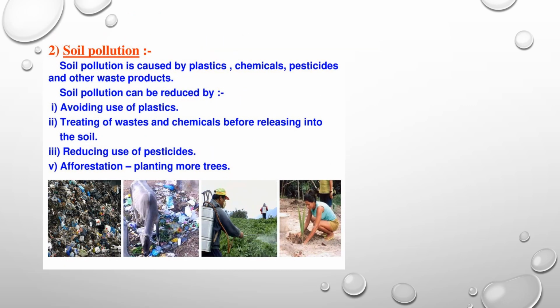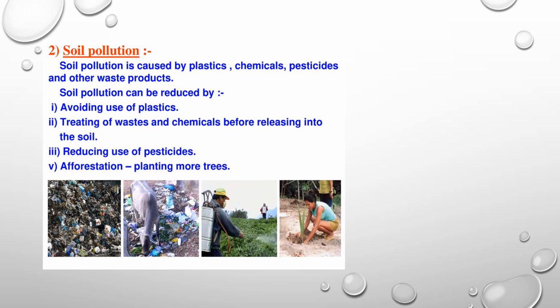The next one, soil pollution. Soil pollution is the addition of harmful, undesirable substances to the soil. It has many causes, such as non-biodegradable items like rubber tire, plastic bag, and metal can being dumped into the soil.